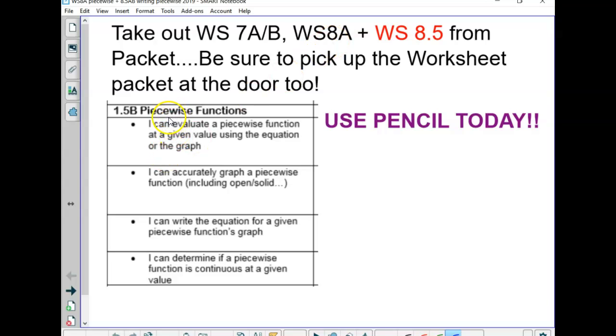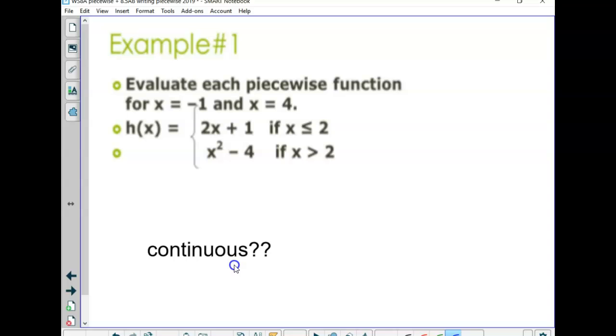We're on 1.5B today. There are 2 separate 1.5 standards. 1.5B is piecewise functions. It says I can evaluate a piecewise, I can graph a piecewise, I can write an equation for a graph of a piecewise, and I can determine if it's continuous. All of those things eventually. All right, this is evaluating and determining if it's continuous.